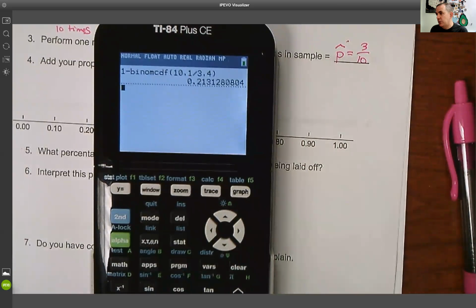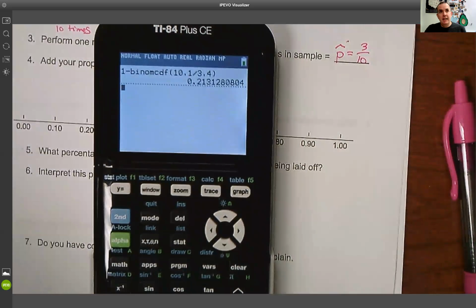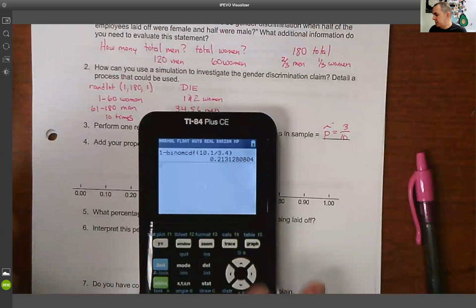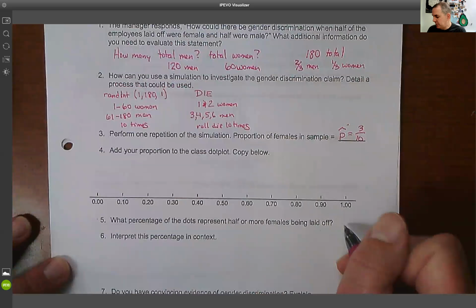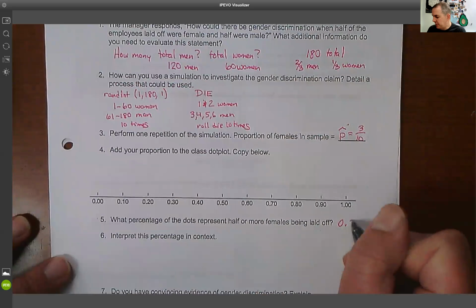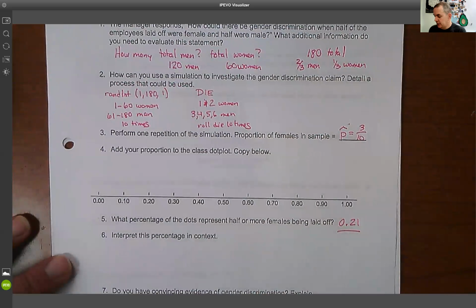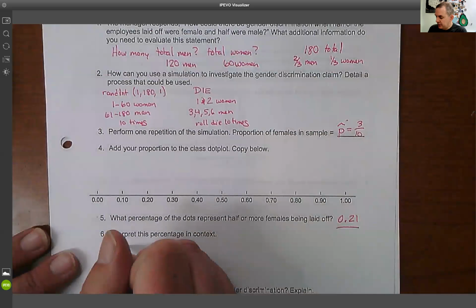And what it says is about 21%. So there's about a 21% chance that I could have laid off 5 or more women. So in terms of looking at this from a gender discrimination perspective, when we looked at that probability, the one we came up with is roughly 21%.